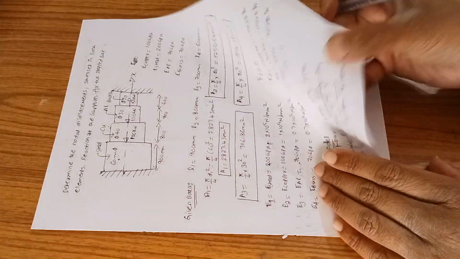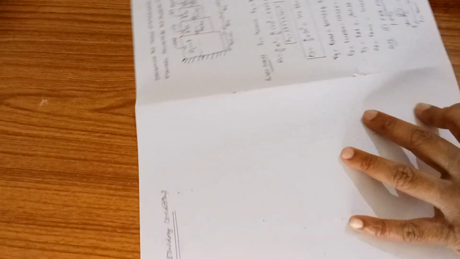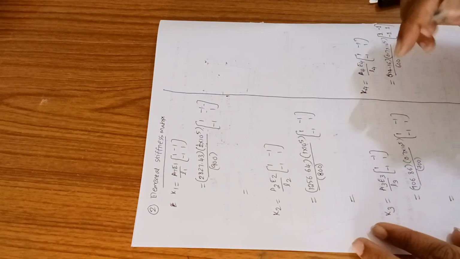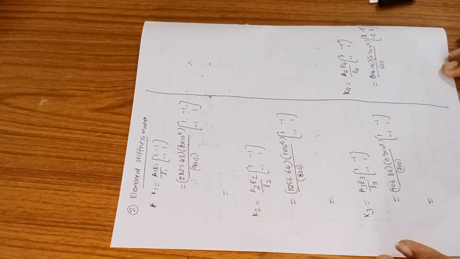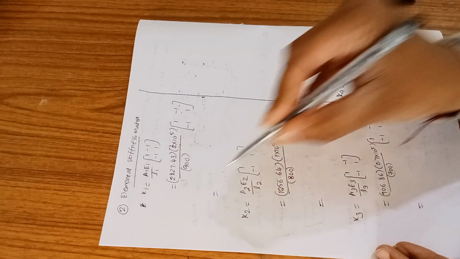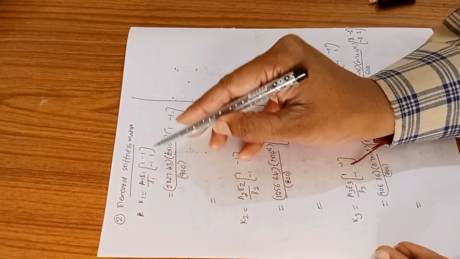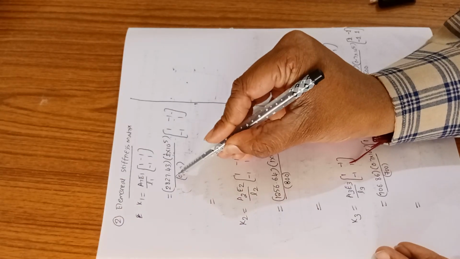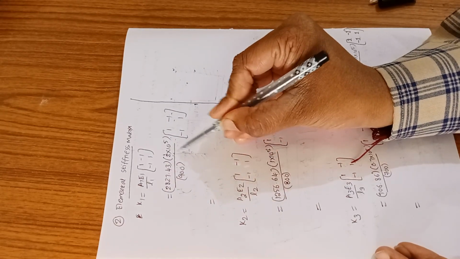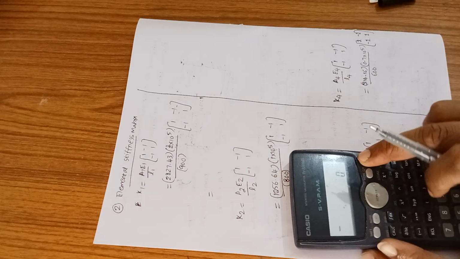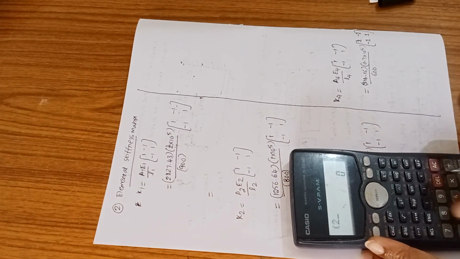So the next step is the calculation of the elemental stiffness matrix. I have already written it and kept it ready here. So we just have to substitute K1 equal to A1 E1 by L1 times the matrix 1, minus 1, minus 1 and 1. So area A1 is 2827.43, E1 is 2 into 10 to the power of 5, L1 is 900. So let's see what we get upon calculation.